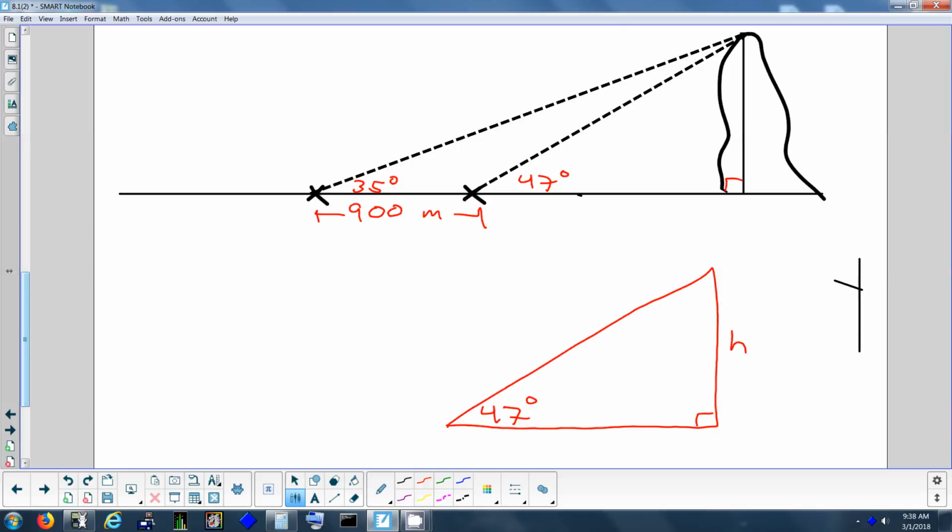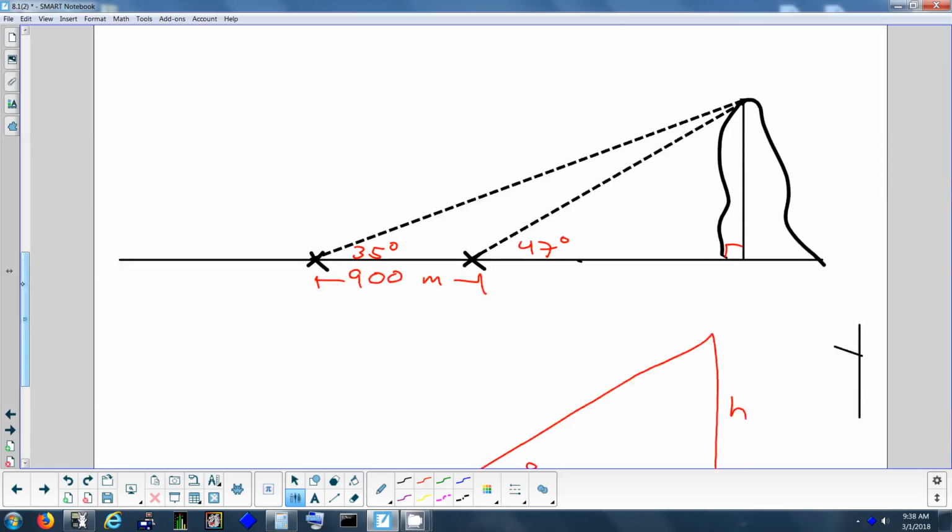Do I know anything else about side lengths? Do you know any of the sides in that red triangle? No, we don't. That's a problem. If you don't know any of the sides, you're stuck. You can't use that triangle right now. Eventually we can. So we're going to have to look at another triangle first and figure out something else.